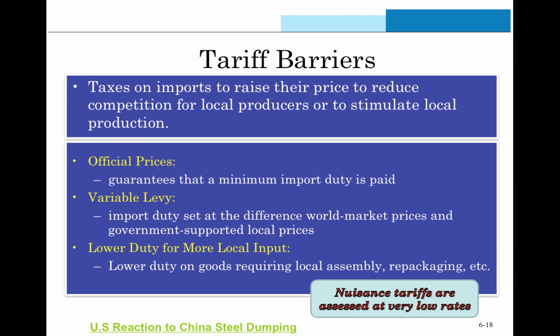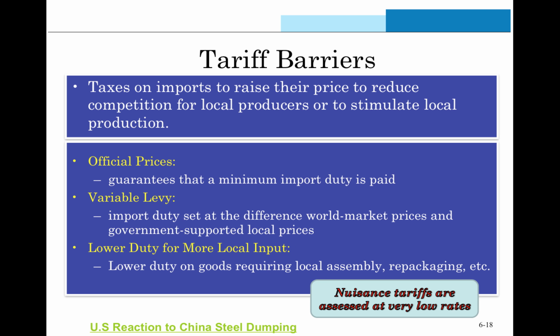There are two different types of barriers: tariff barriers, which we've talked a little bit about, and non-tariff barriers. Some other tariff barriers include official prices. This sets the price of all products that come into a market in a certain industry and says you must sell your product at this price regardless of what you can sell it for.